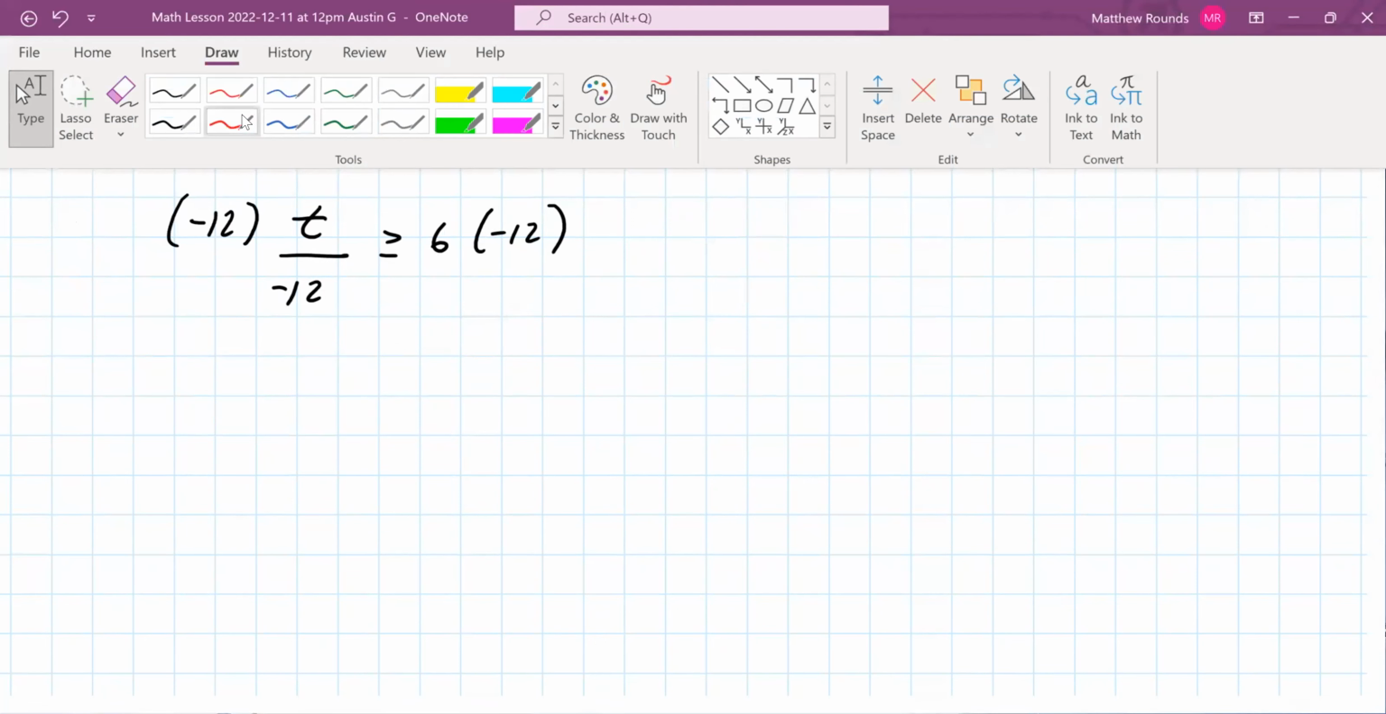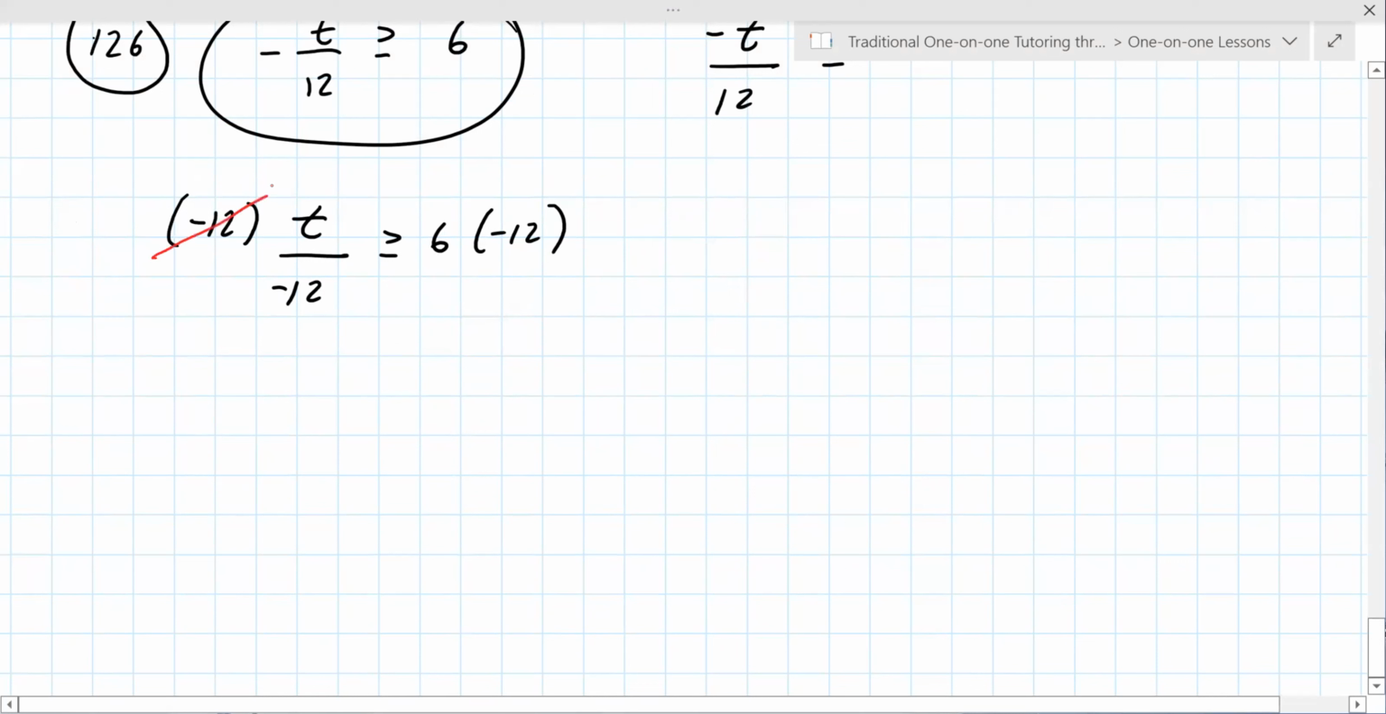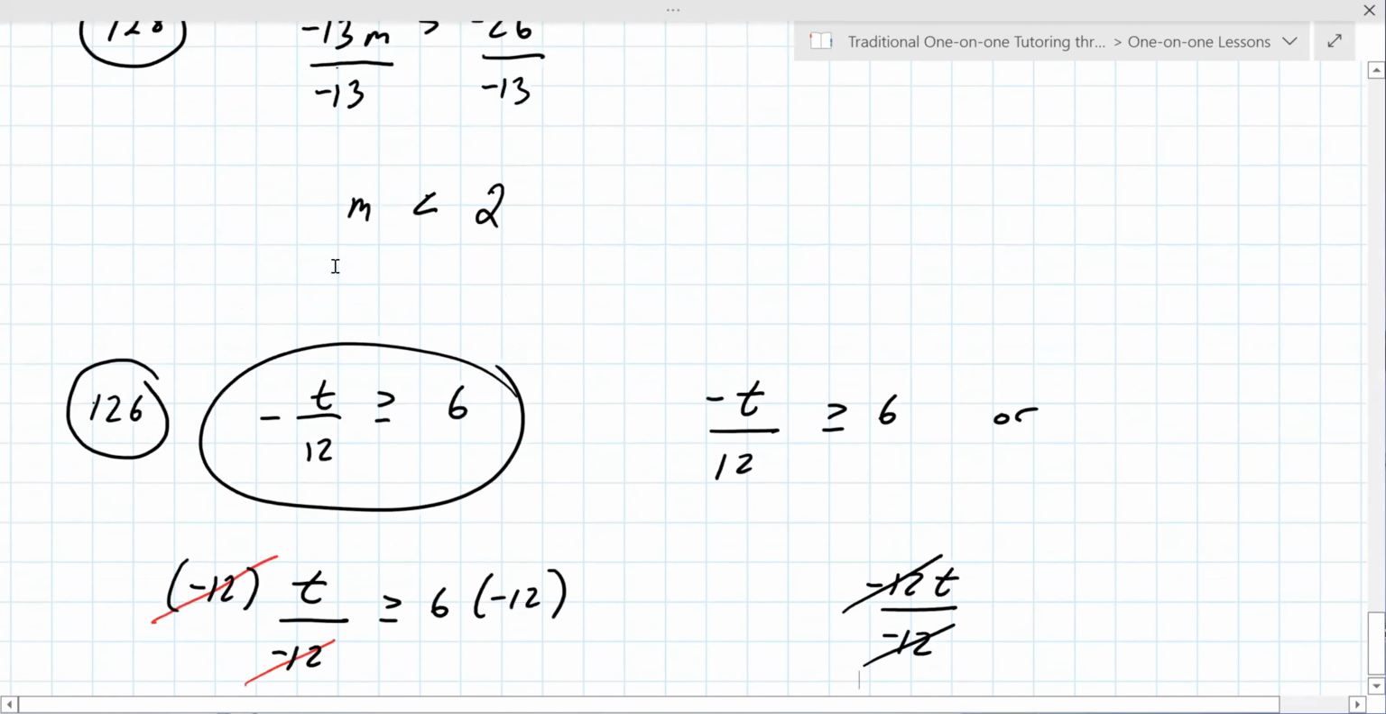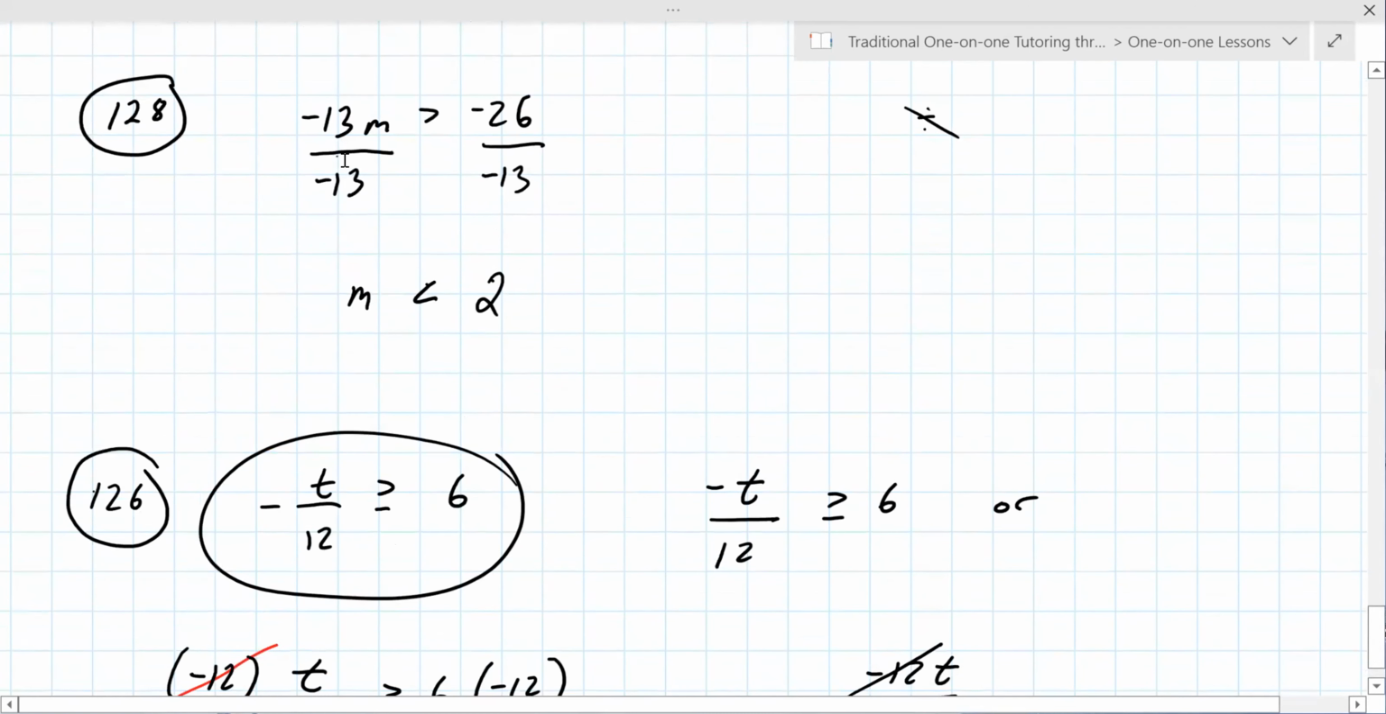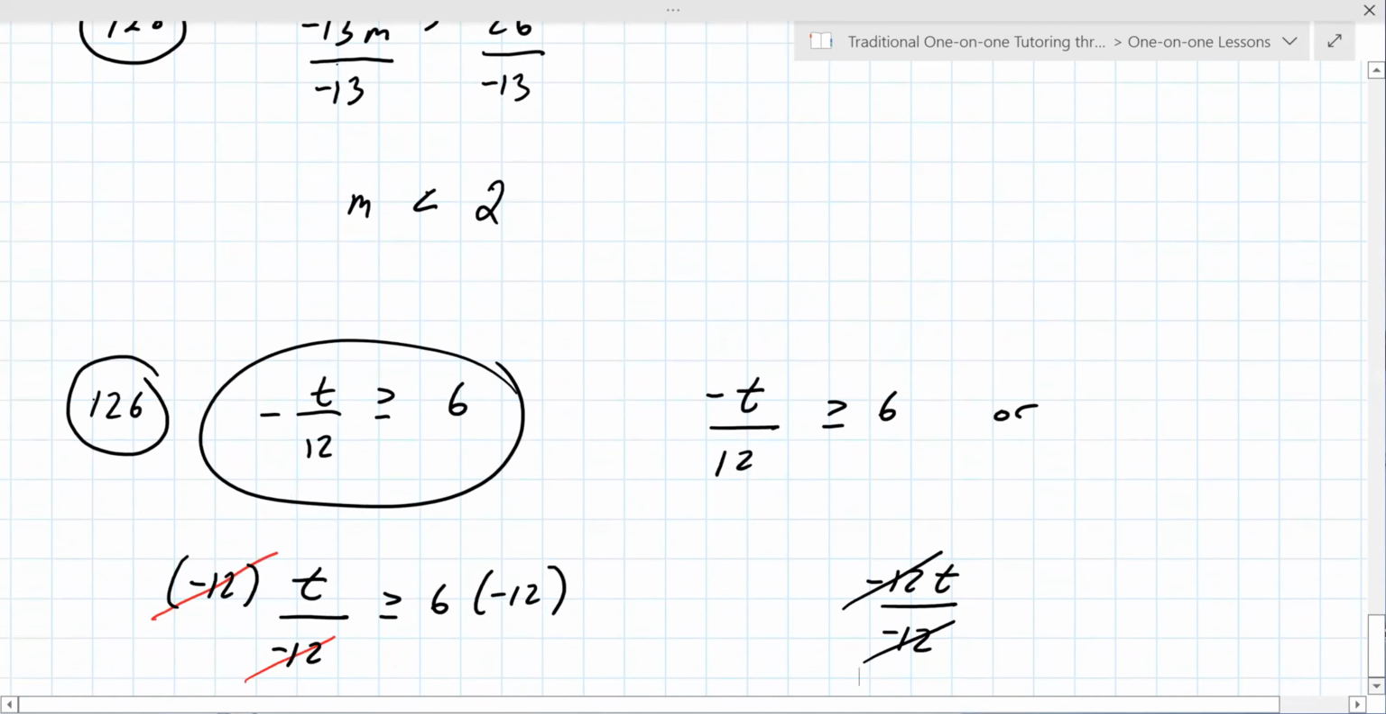Now, if that's clear to you, is it clear that these cancel? Yes. If it's not, you can write minus 12t over minus 12. But when the number is the same on the top and the bottom, you do eventually have to cancel them out. That's the whole idea. In the previous steps we didn't say, oh, it's 1 over 1. We said, yeah, these clear out. And that's what you have to be able to do here.